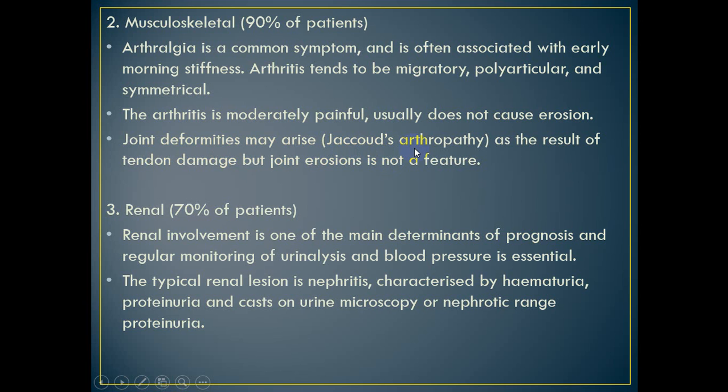Renal involvement is one of the main determinants of the prognosis, and it's one of the main causes of death in patients with SLE, especially in the first decade after the disease diagnosis. How do patients with renal disease present? They usually present with a spectrum of disease that starts from asymptomatic, nephritis, nephrotic, or end-stage kidney disease.